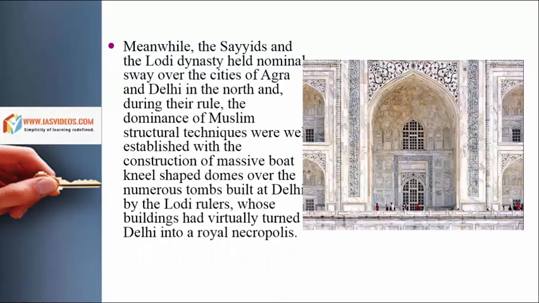Meanwhile, the Sayyid and the Lodi dynasty held nominal sway over the cities of Agra and Delhi in the north, and during their rule, the dominance of Muslim structural techniques was well established with the construction of massive boat-shaped domes over the numerous tombs built at Delhi by the Lodi rulers, whose buildings had virtually turned Delhi into a royal necropolis.